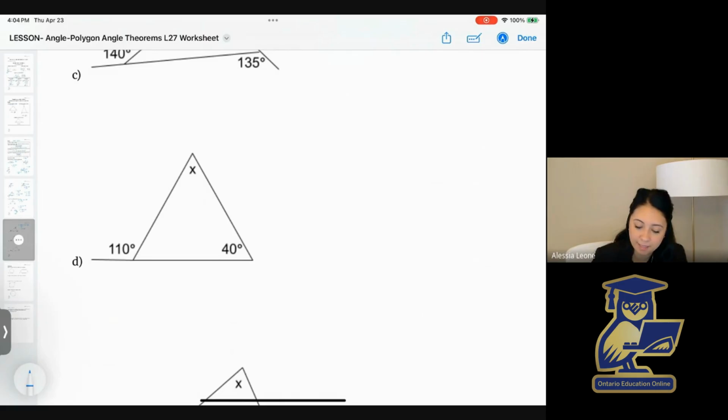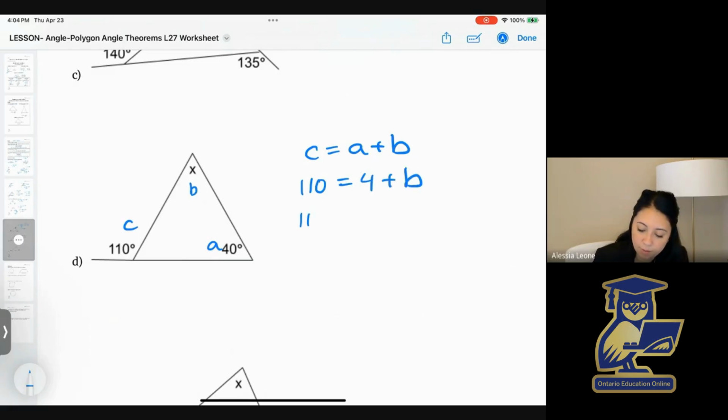This is asking us for this inside triangle. Now, if we look back to our theorem sheets, this is what it's asking us to use. And if we label based on our sheets, this is what we will find. Now, C is 110, 40 plus B, 110. We'll bring that 40 to the other side of the equal sign, which will make a negative. So B is 70.